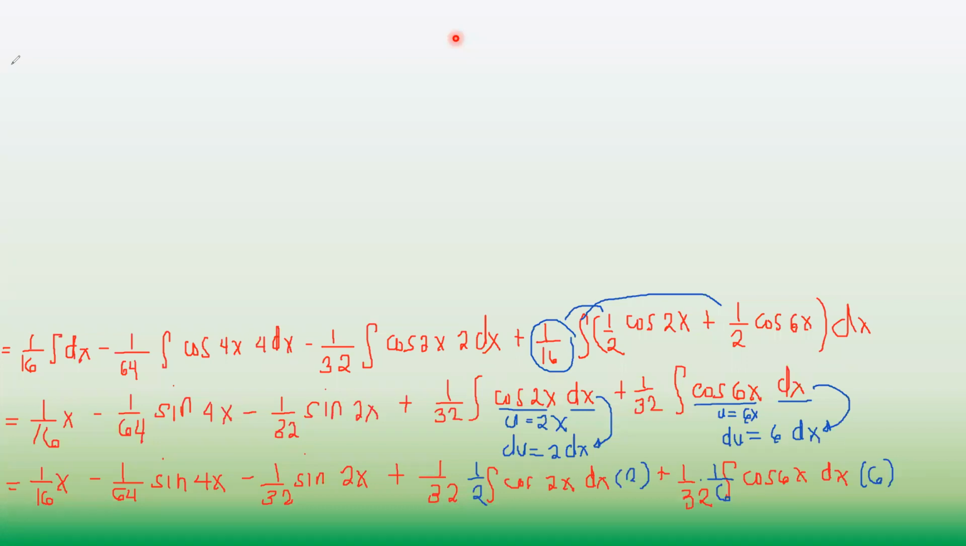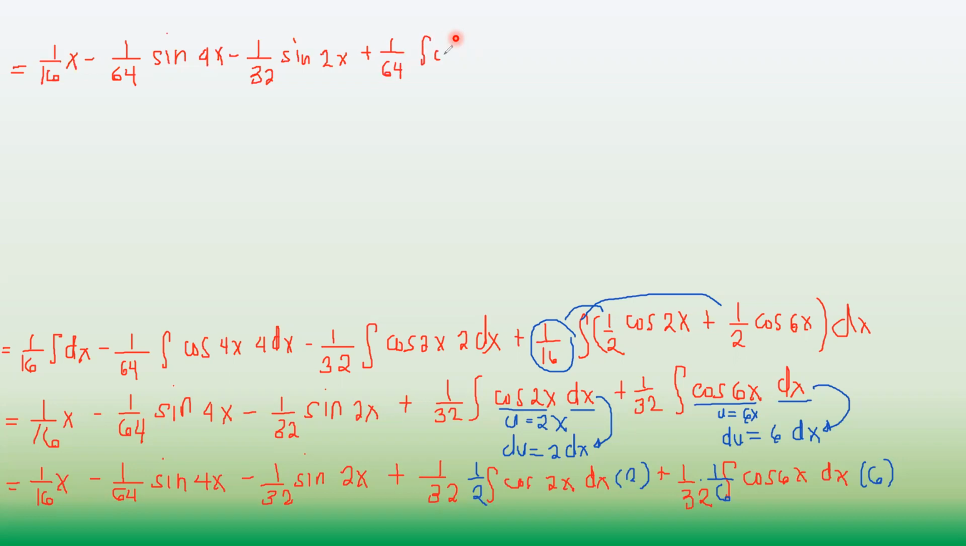So again, we have 1 over 16. I-write mo na yan. 1 over 16x minus 1 over 64 sine 4x, minus 1 over 32 of sine 2x. Okay. So, meron tayo ngayon dito. Simplify na. 32 times 2, kaya 1 over 64.